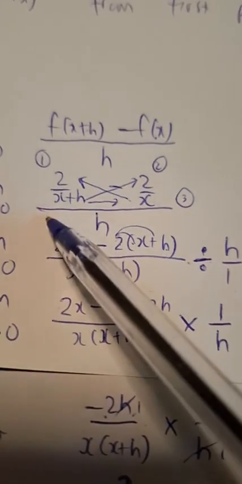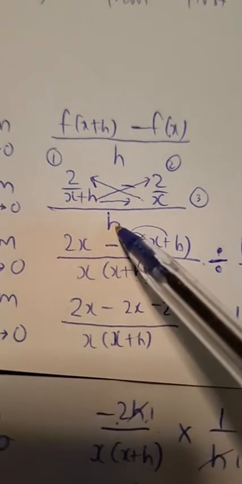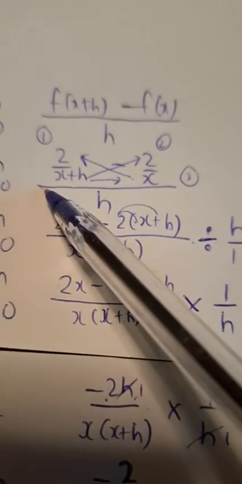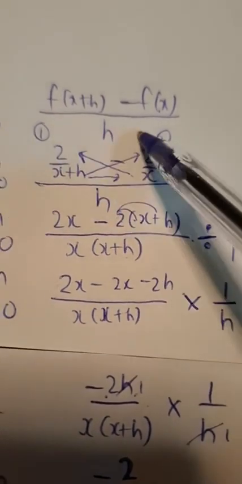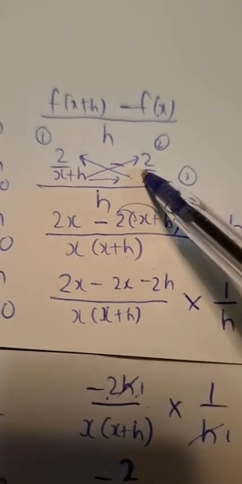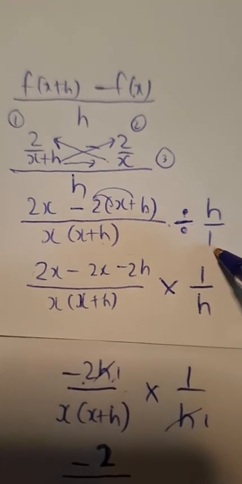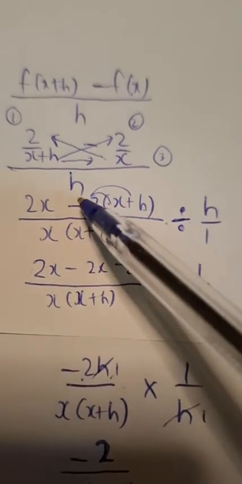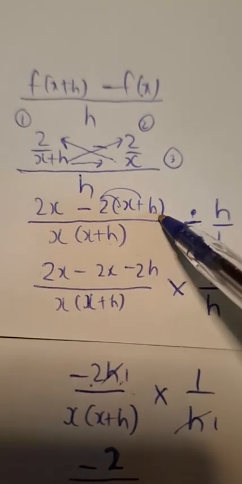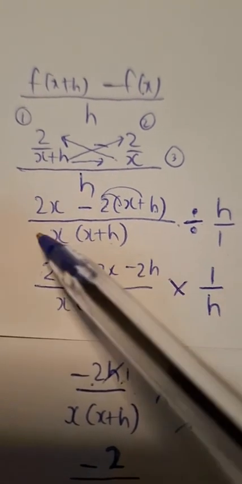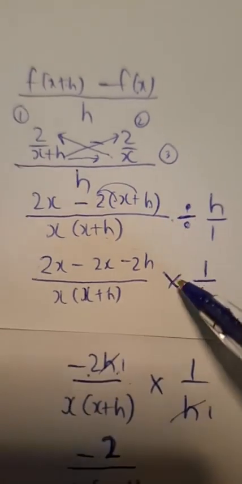Now, this here is a divide line, and it's over h. So instead of writing over h, I can just write divided. I can divide this entire fraction, numerator, divided by h over 1, for convention. Then what do we do? Take this negative 2, distribute it into the x, I get negative 2x, minus 2 into plus h, I get negative h. The whole thing is over x into x plus h.